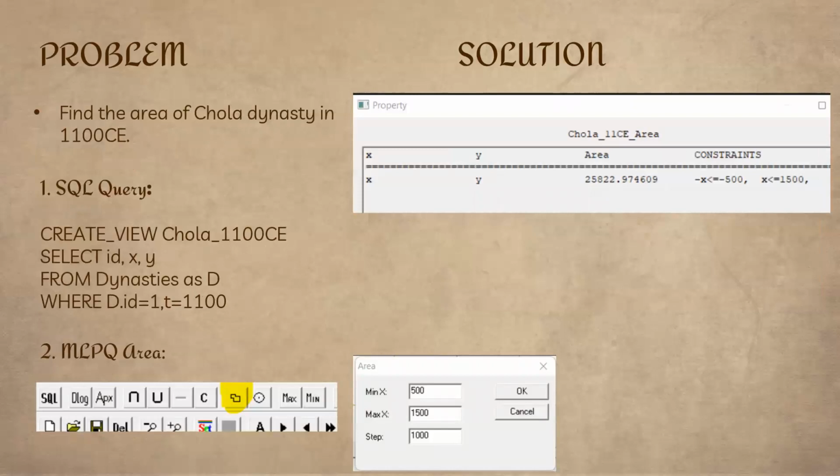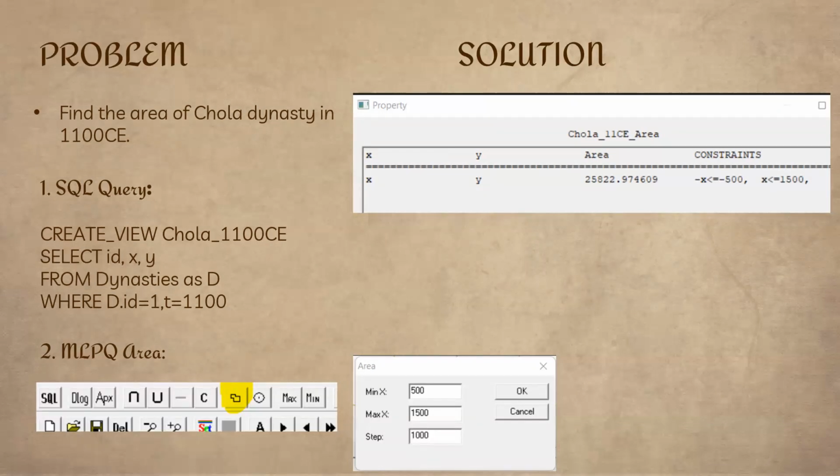And this is the problem where we find the area of a given dynasty in a given century. This is a straightforward query where we can find out across how many square units the empire was spread, and things like that. In this area too, MLPQ helped us by bringing in a handy function, that is MLPQ area. All we had to do was select the coordinates of the dynasty we are looking for, and on click of a button, we simply get the area.